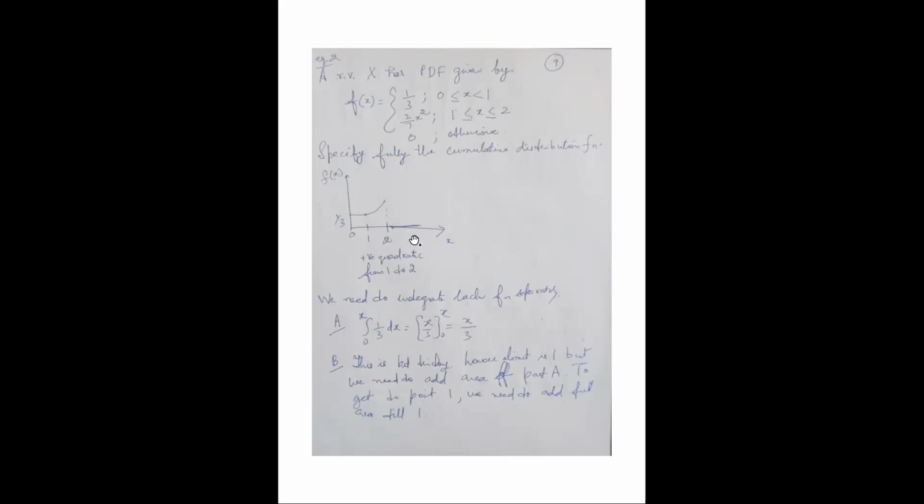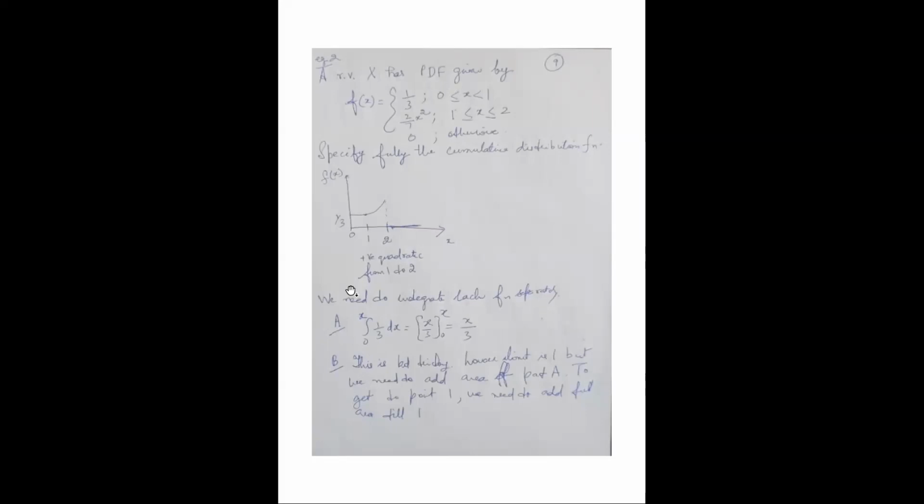Right. How to find out the cumulative distribution function from this probability density function when more than one function is given. So let us look at the first function. First function tells me from 0 to 1, the function value is 1 by 3. So this A is the area under the curve for this first function. What is this area? We need to integrate each function separately.